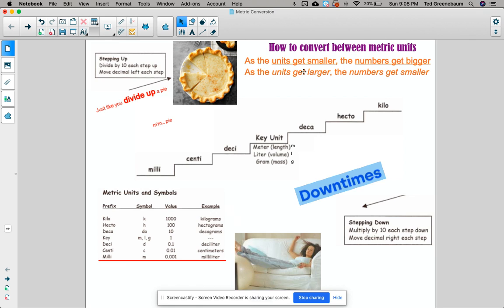That means that as the units get smaller, because millimeters are really teeny tiny, about the width of 4 hairs, and a kilometer is almost a mile. So this is a big unit, and milli is a very small unit. As the units get smaller, the numbers get bigger. And as the units get larger, the numbers get smaller.